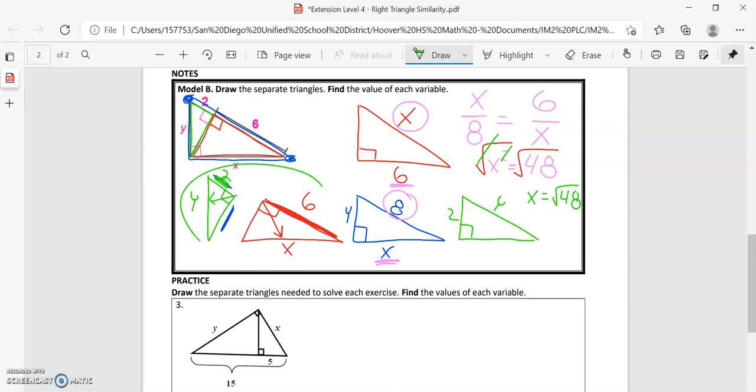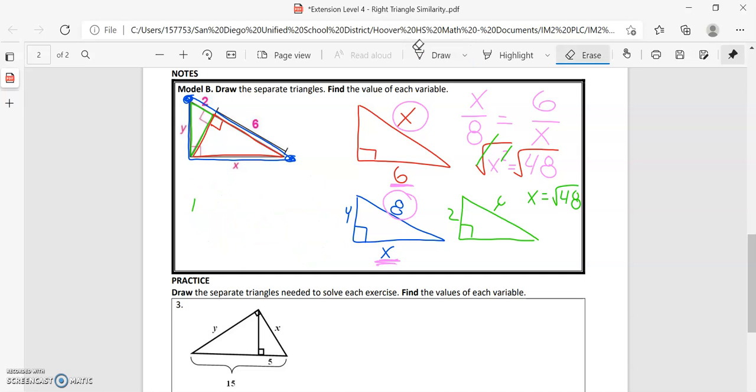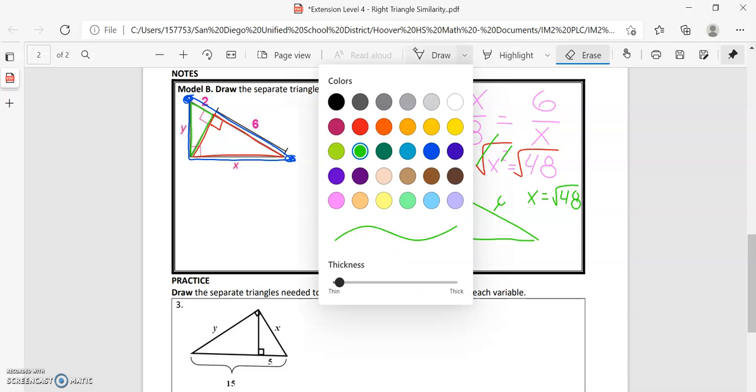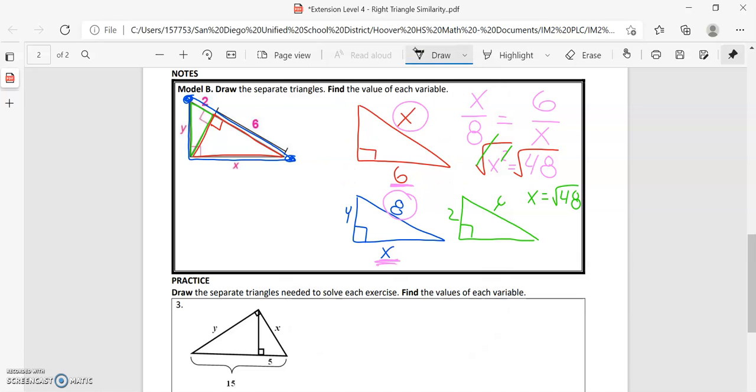I'm going to erase this stuff because I need more room to solve. And we don't need that anymore. All right, what color should I use here? I guess I'll use black actually. All right, so we're trying to solve for y. We have a y here. That y is related to an 8 in this triangle. Y over 8 equals 2 over y.